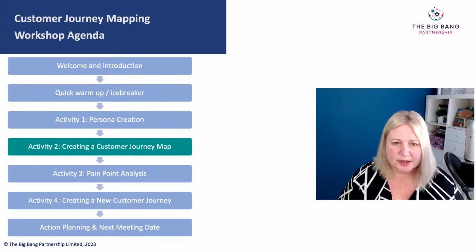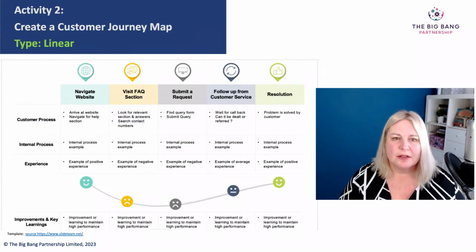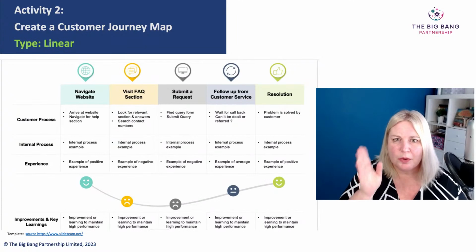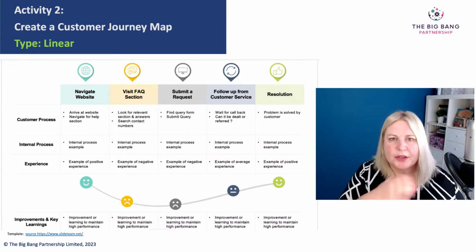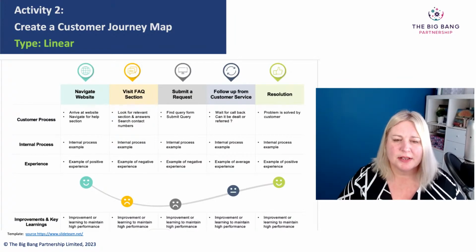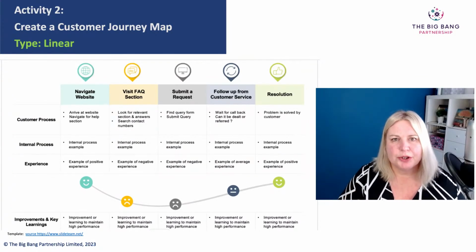Okay, so you've decided on your customer persona. The next thing is to create a customer journey map. And this is the one I showed you earlier, where it's got the steps along the top, what the customer does at every step, what the internal process is to provide that for the customer at every step, and then what the experience is for the customer at each step as well. And really importantly, it captures for each of those, so we can see what the customer experiences, we can see how they might be feeling, we can see what we're doing as a business at that stage, what improvement, what key learning do we get from what we've just mapped out.